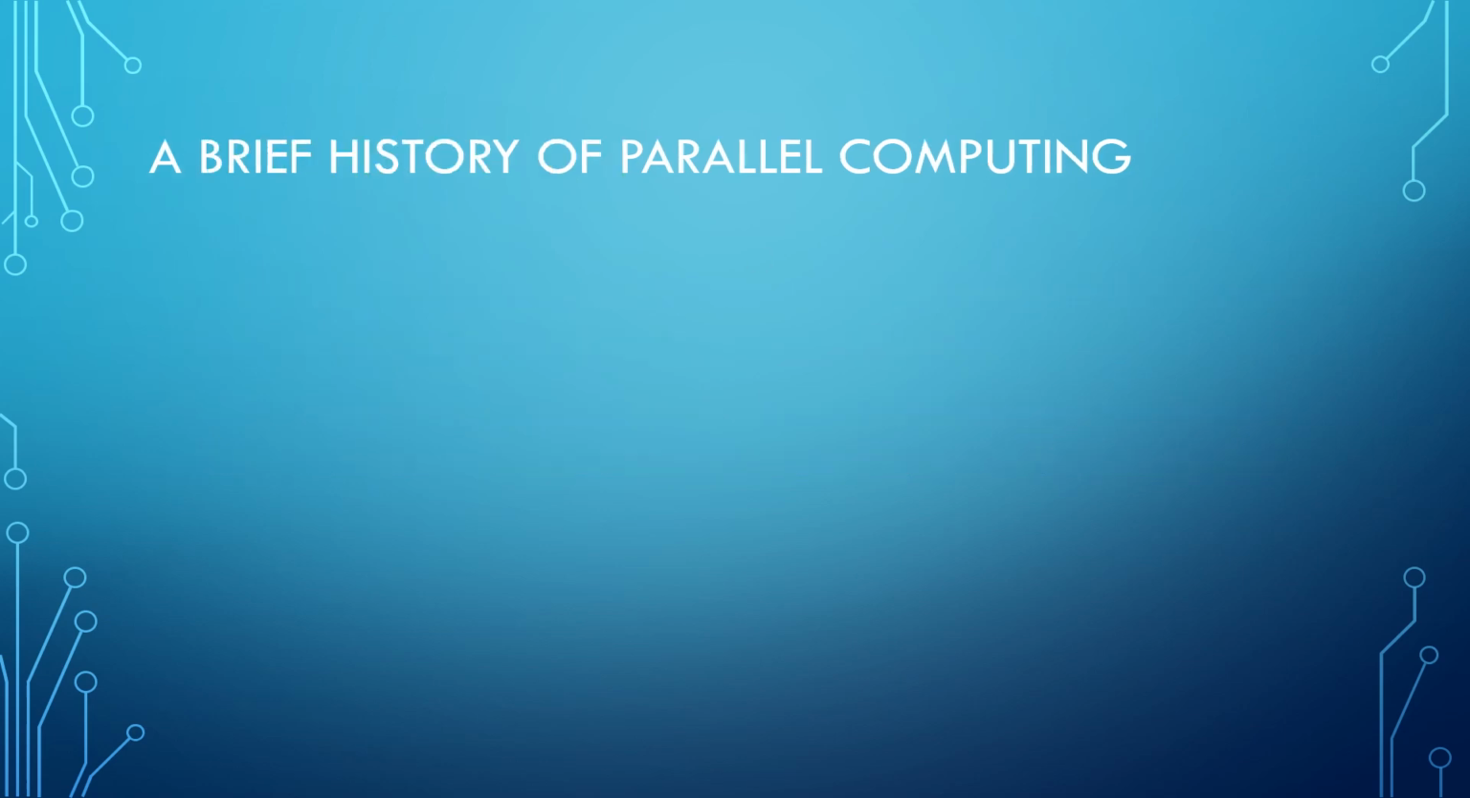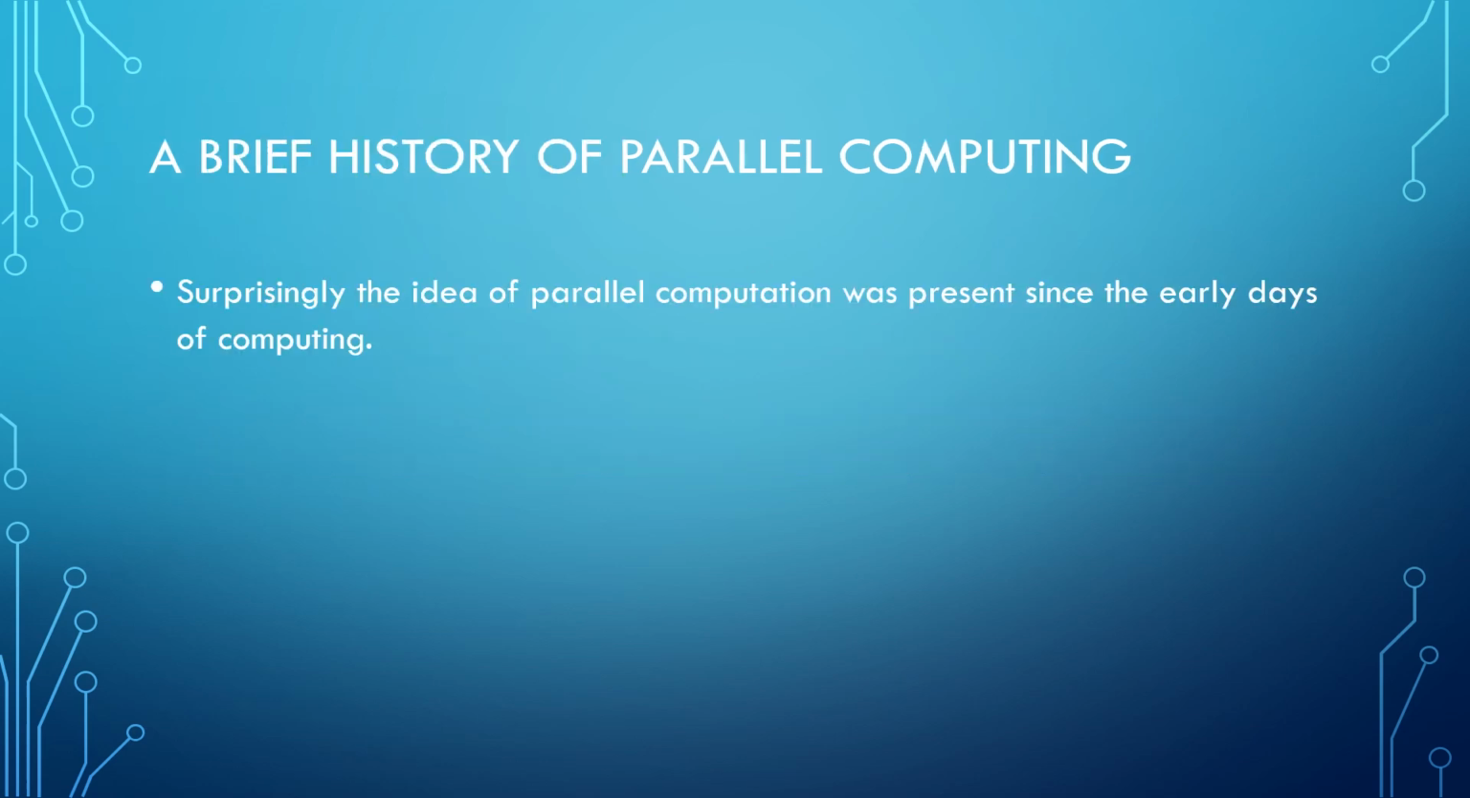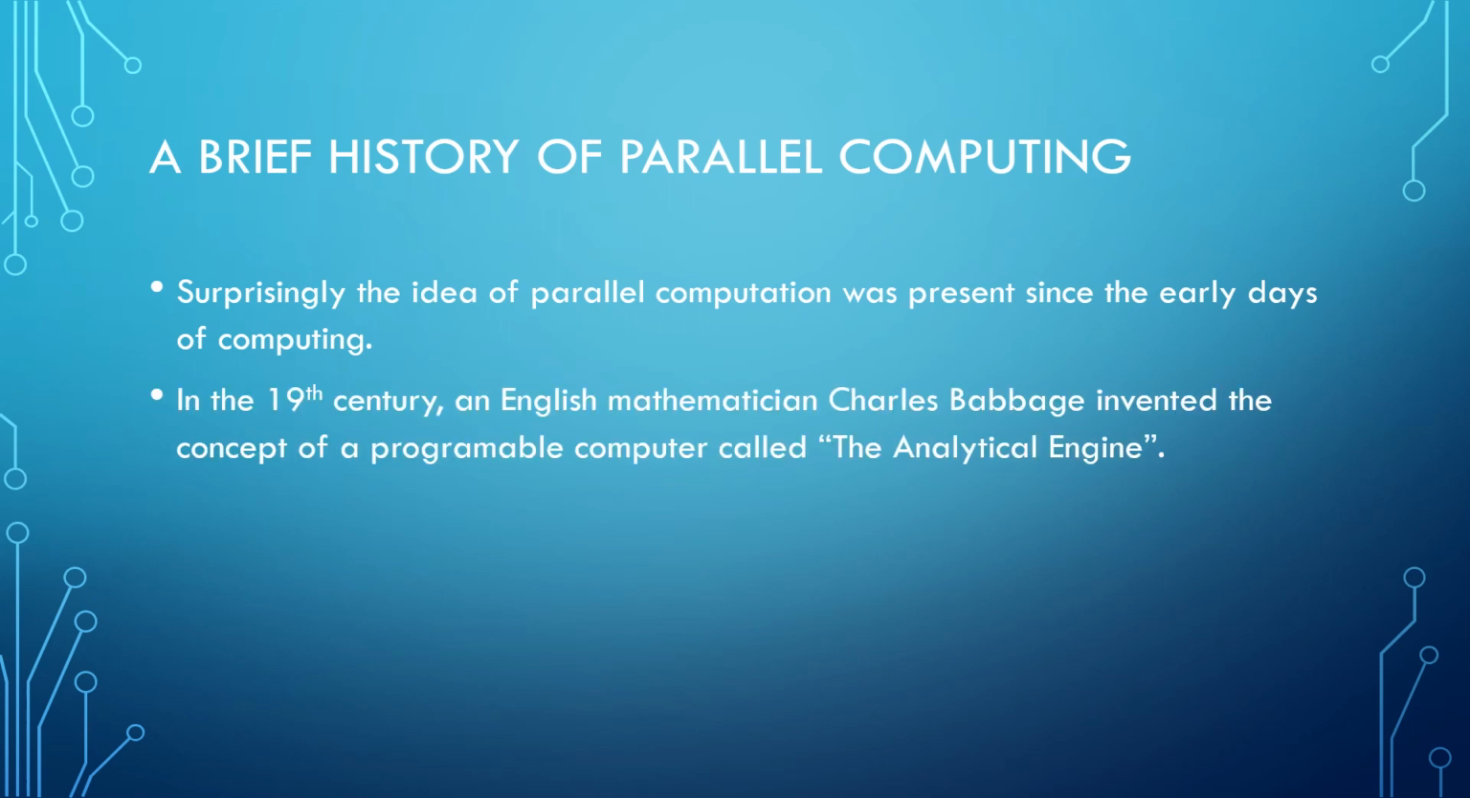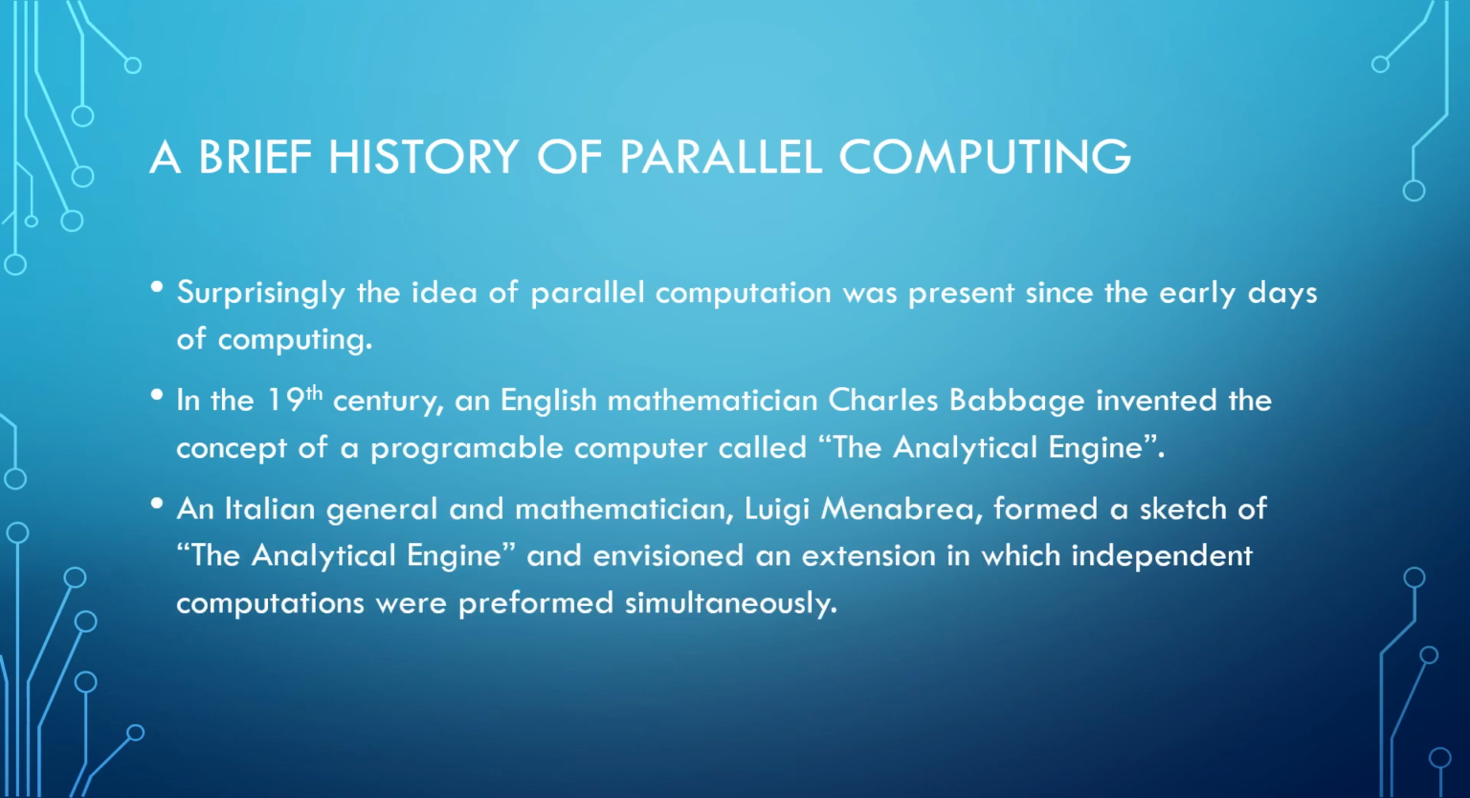A brief history of parallel computing. Surprisingly, the idea of parallel computation was present since the early days of computing. In the 19th century, an English mathematician called Charles Babbage invented the concept of a programmable computer called the analytical engine. Then, an Italian general and mathematician Luigi Menabrea formed a sketch of the analytical engine and envisioned an extension in which independent computations were performed simultaneously.